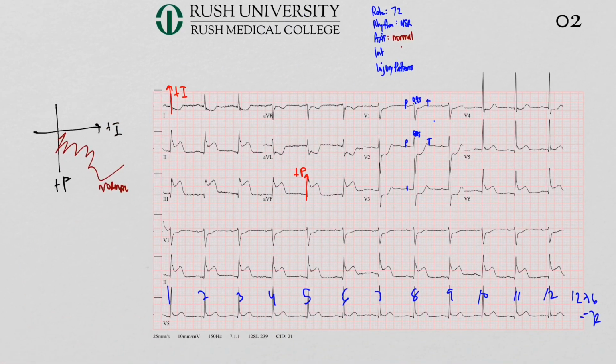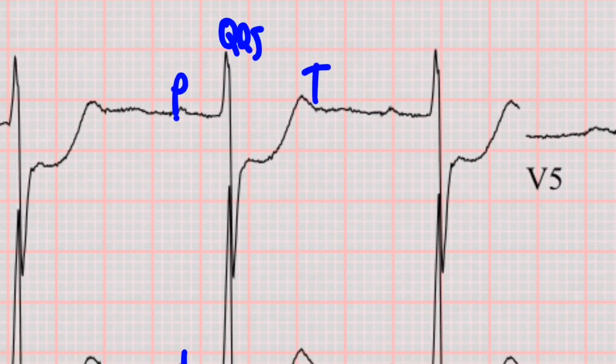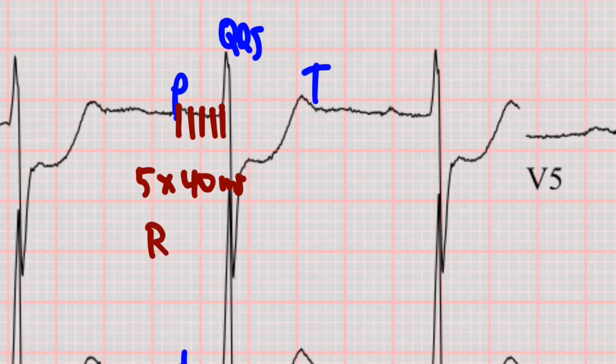All right, now let's do the intervals. Now I know what you guys are thinking. You're saying, these things are screaming at me. Can we get to those already? No, do it in a systematic way so you don't miss anything. It's an important part, but we are going to get there. Don't worry. So let's look over here at the intervals, shall we? So there's the P, so maybe 1 box, 2, 3, 4, 5. So 5 boxes times 40 milliseconds each means our PR interval is 200 milliseconds, which is just within our normal range. So that is good.